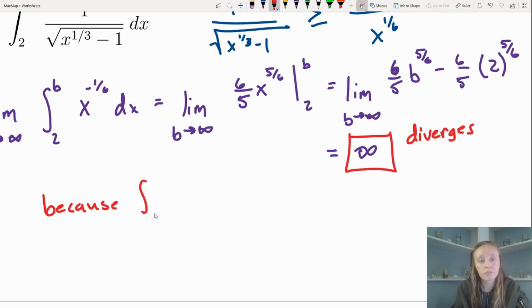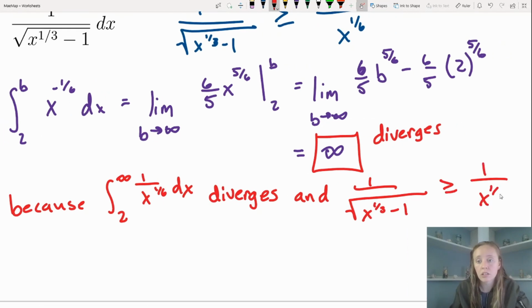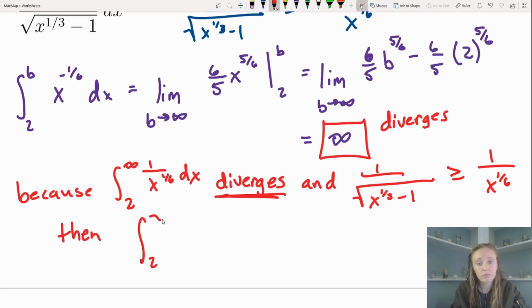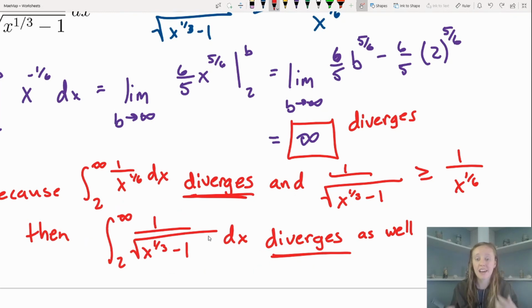So because our integral from 2 to infinity of 1 over x to the 1/6 dx diverges, and we know that 1 over the square root of x to the 1/3 minus 1 is greater than or equal to 1 over x to the 1/6, then our original integral diverges as well.